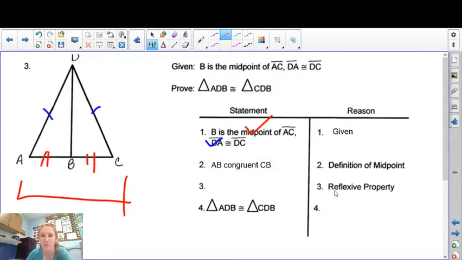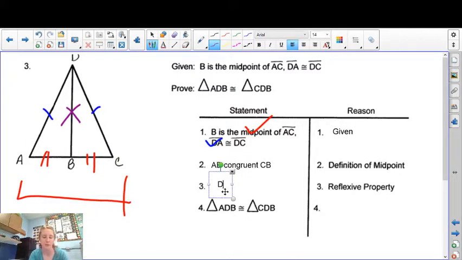I see reflexive property. Ooh, that's my given stuff. That's my favorite. So that's got to be the line in the middle. So DB is congruent to DB. That's my purple one. So let's look. What's marked? Side, side, side.